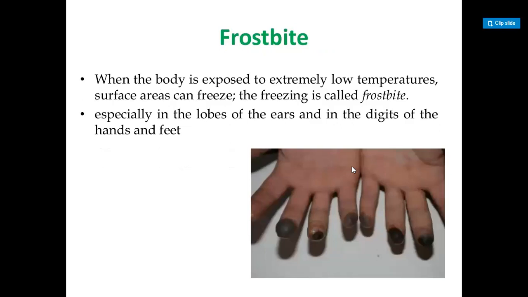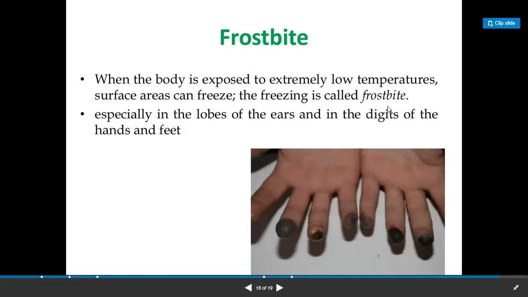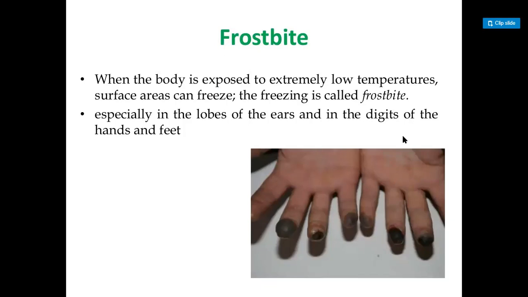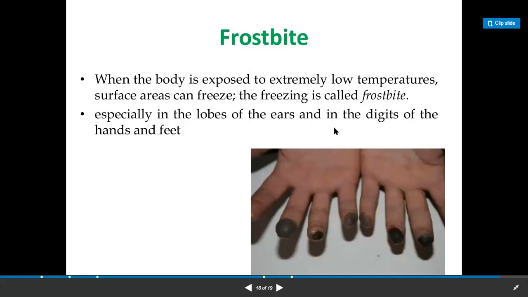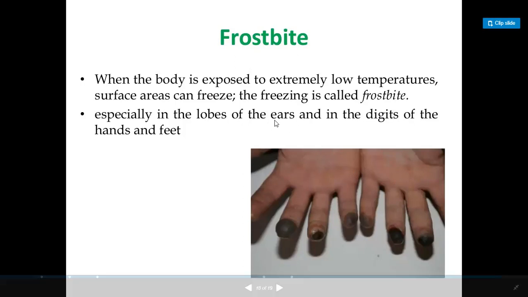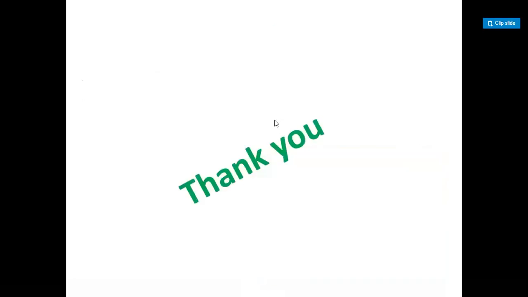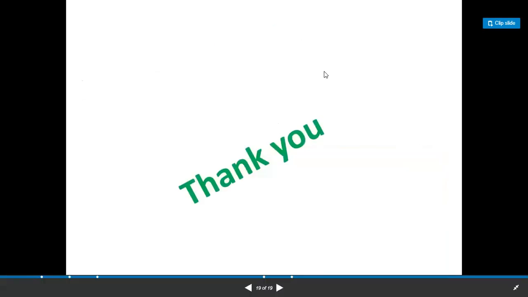When the body is exposed to extremely low temperatures, the surface of your fingers can freeze. In this country, when there is winter, when it is very cold, people have frostbite. Or if a homeless person sleeps on the street in winter and is not properly covered, that cold temperature could lead to what we call frostbite. That's what you see in this picture now. So the ears can be affected, and the digits of the hands and the fingers can be affected. So that is all about temperature regulation.